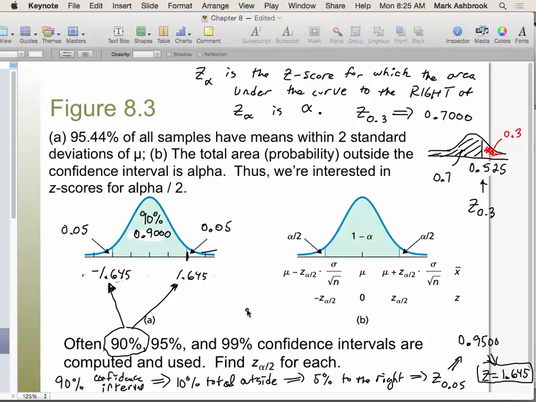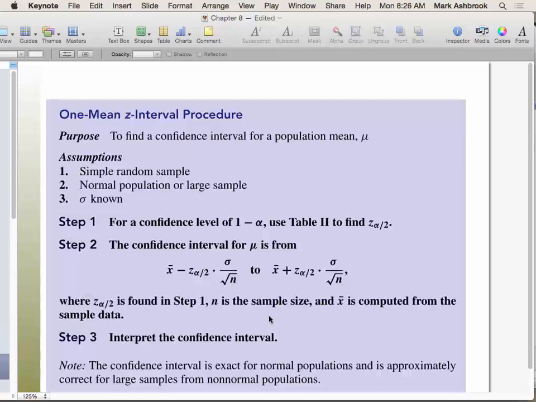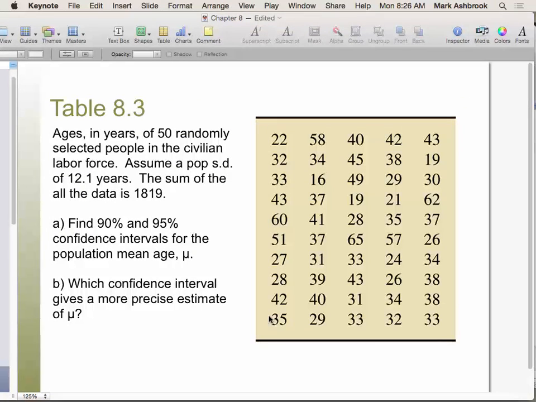99% confidence interval. 2.575 and negative 2.575. Awesome. Okay, so let's move on here. We don't have to go through that, so we'll do examples.